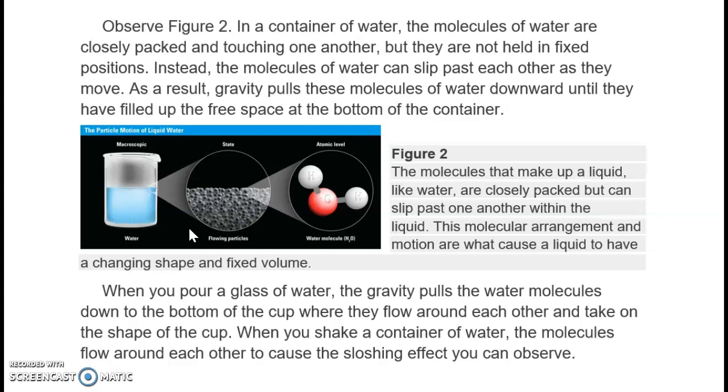When you shake a container of water, the molecules flow around each other to cause the sloshing effect that you can observe.